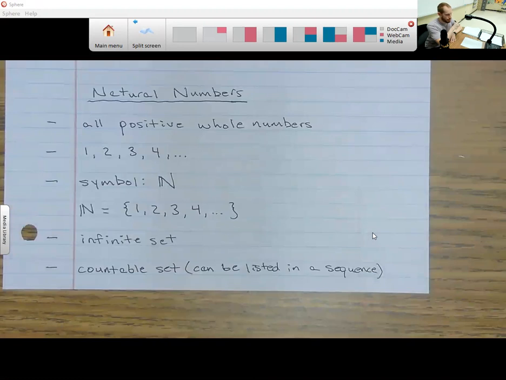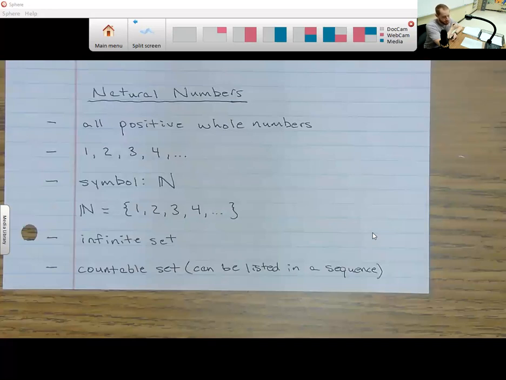One more thing before I leave the natural numbers. There are some people who believe that 0 is a natural number. I don't believe that, but there are some applications such as computer science and things like that where 0 is actually considered to be a natural number. But for our purposes in this class, 0 is not going to be a natural number.